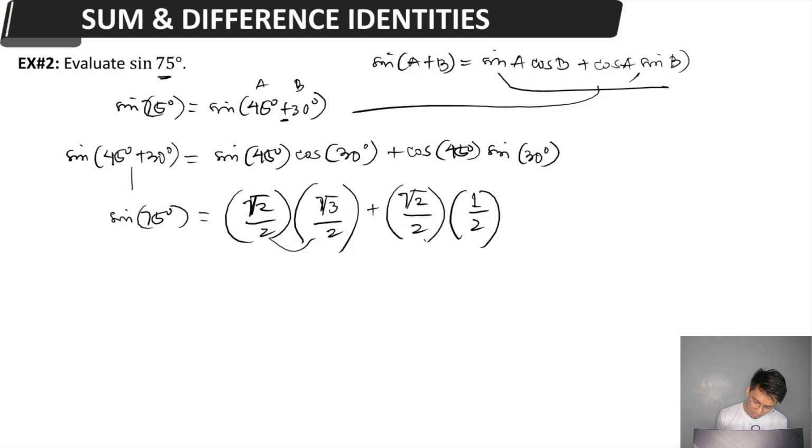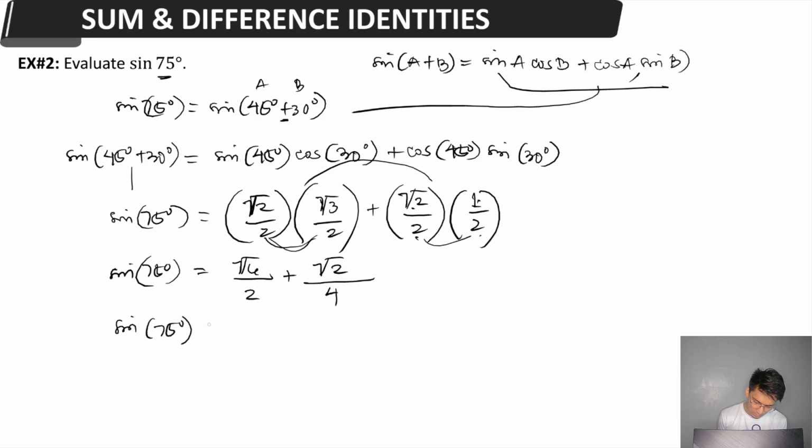We multiply, and then we add them. Square root of 2 times square root of 3 is square root of 6 over 4, 2 times 2. Plus square root of 2 times 1 is square root of 2, over 4 pa din. This is 4, 2 times 2. Sine 75 degrees. And finally, sine 75 degrees is equal to the value of, this is 4, I'm sorry.